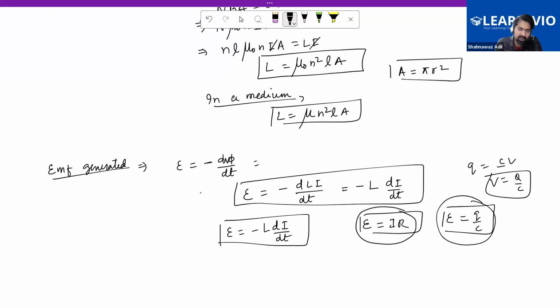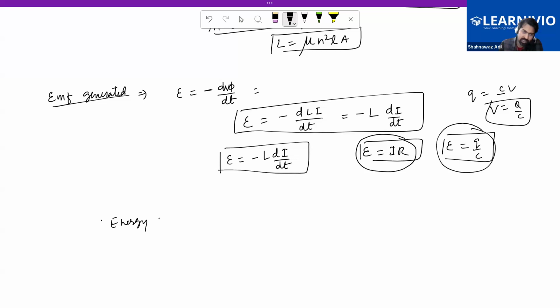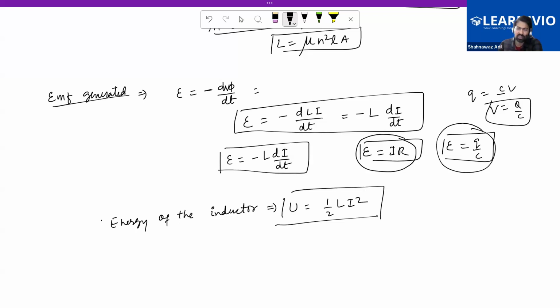And we also know that we can calculate the energy of the inductor. I will directly write the energy of the inductor, so no need to derive that thing. And this energy is simply half Li square. So no need to derive that, right?